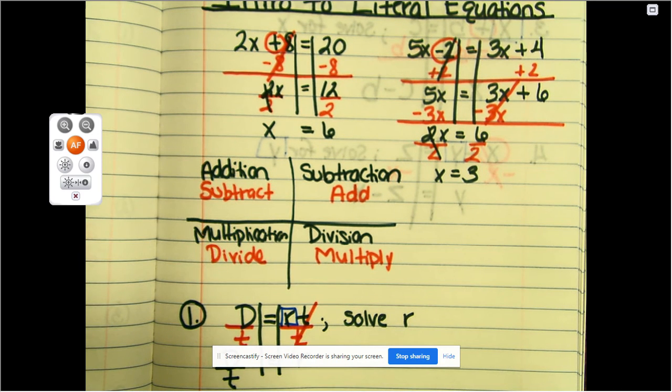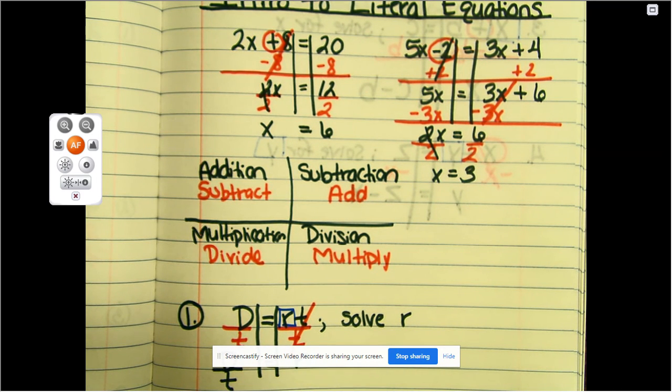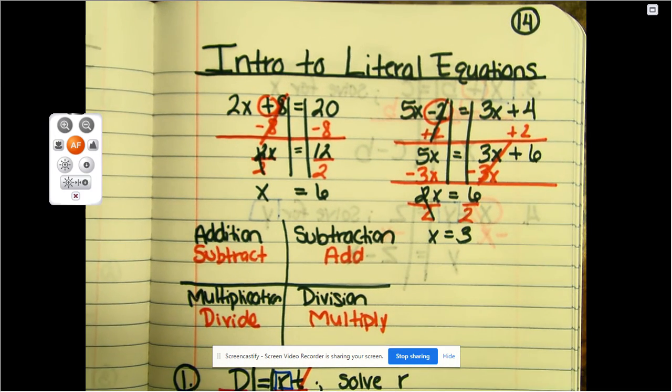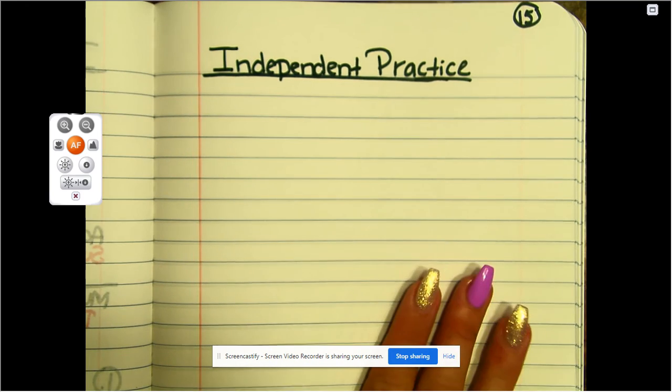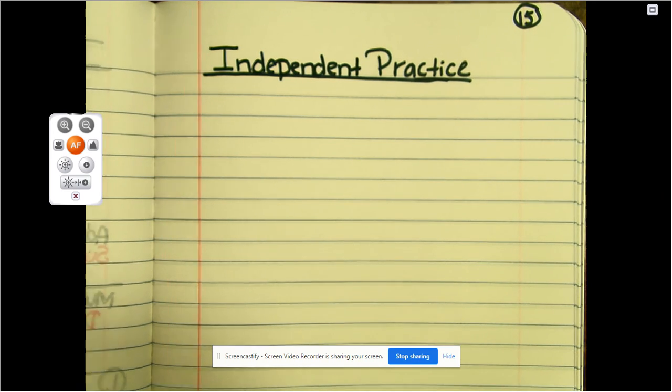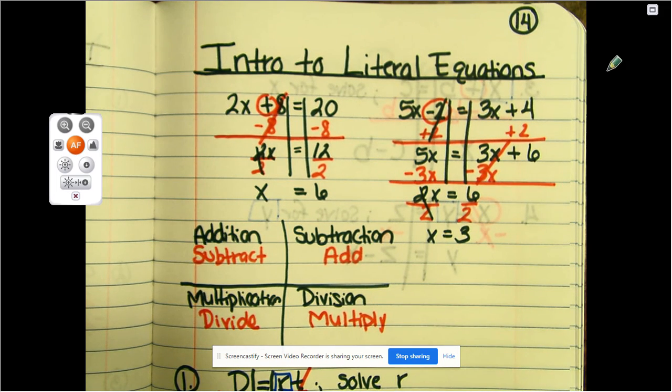If you're watching this video during the 2020-2021 school year, make sure you're taking notes with me for your notebook check. We are writing on page 14, Intro to Literal Equations, and then your independent practice work is going to be on page 15, where you're going to show your work and upload a picture for me. Best of luck to you guys with your intro to solving literal equations.